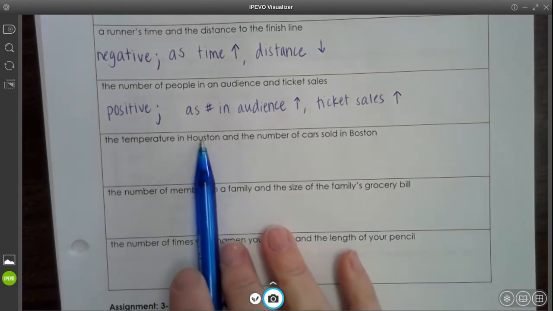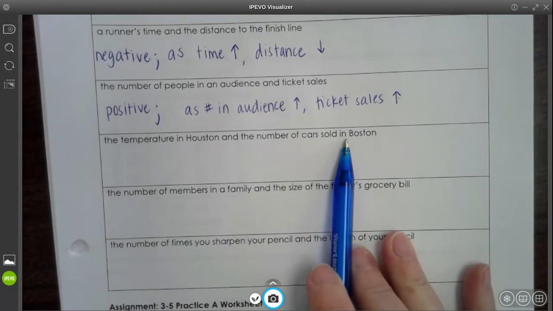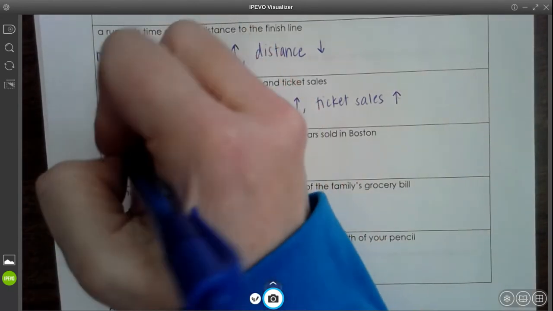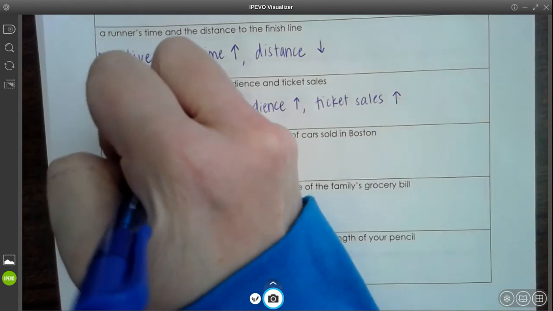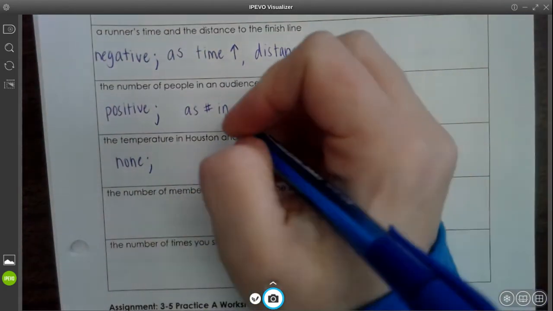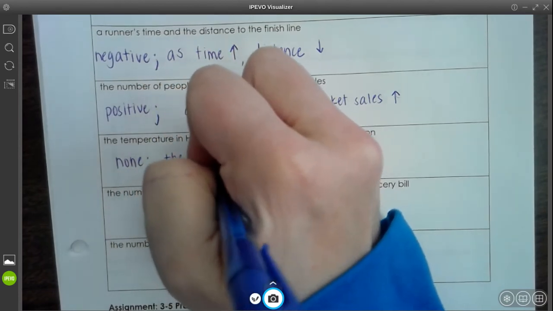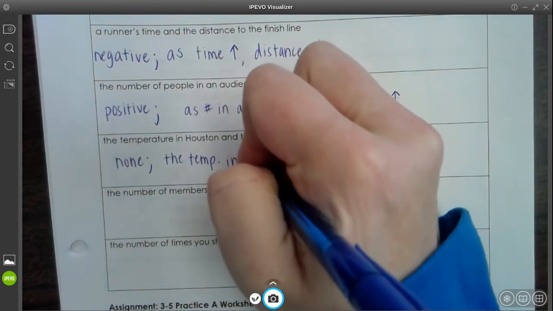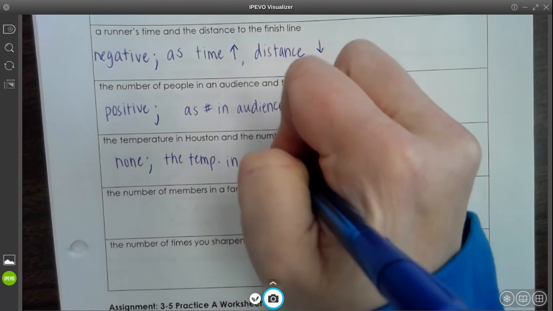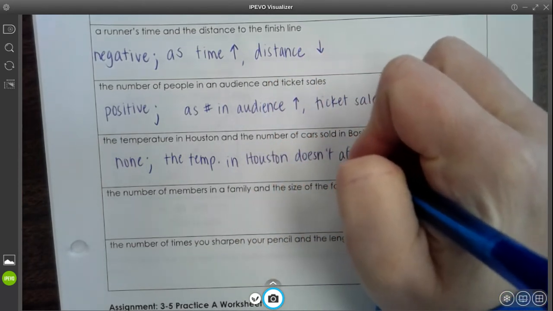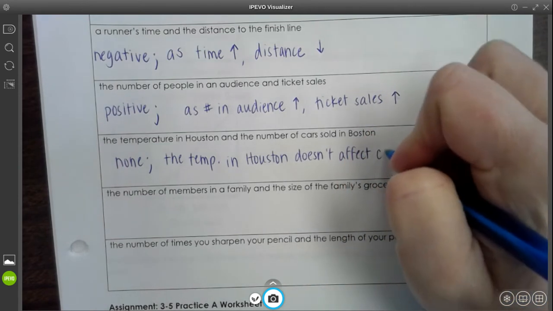Okay. The next one is the temperature in Houston and the number of cars sold in Boston. So does the temperature in Houston affect the number of cars that get sold in Boston? And the answer is no. So this one, there is no correlation. I'm just going to say none. And that's because the temperature in Houston doesn't affect car sales in Boston.